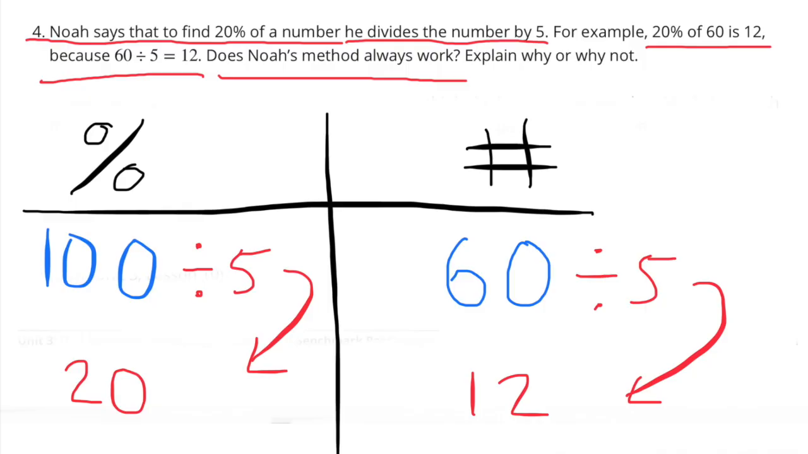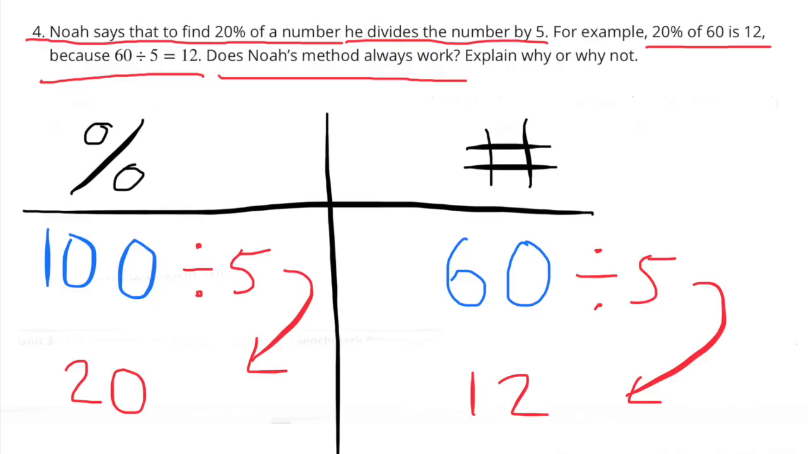Number 4. Noah says that to find 20% of a number, he divides the number by 5. For example, 20% of 60 is 12, because 60 divided by 5 equals 12. Does Noah's method always work? Explain why or why not.